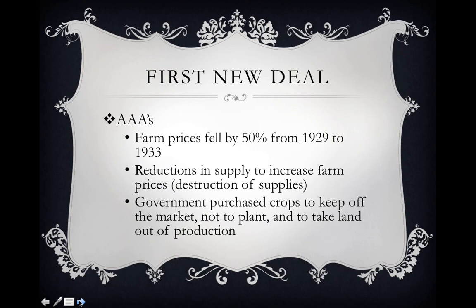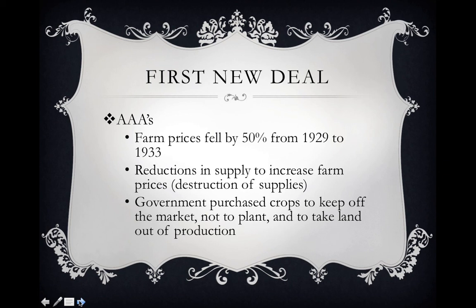The Agricultural Adjustment Administration was established to deal with falling farm prices. Farm prices fell by 50% from 1929 to 1933. You can imagine the impact that this had on farmers and the farming sector. In any business, if you're selling a product for $100 and then 4 years later you can only sell it for $50, that's going to have a dramatic impact on your revenues. All right? Particularly in an area where the people are out of work, you're not going to see an increase in demand for any of the products that are being produced.